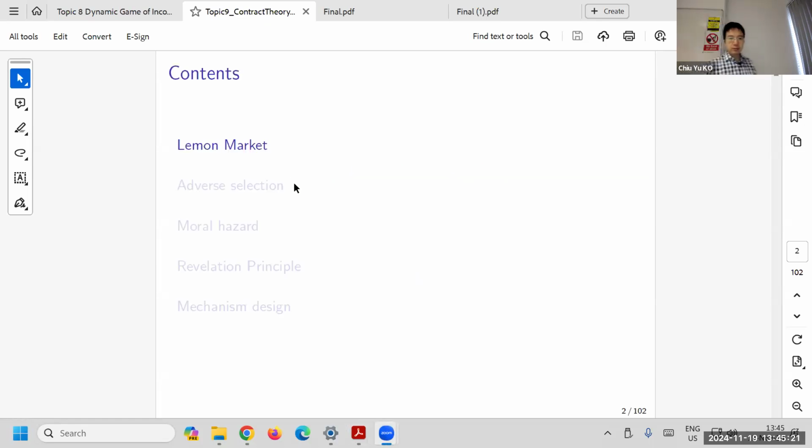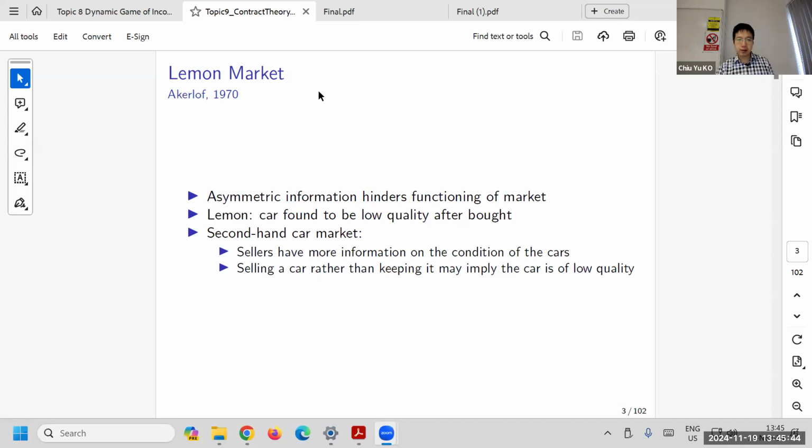Okay, and we'll start with the lemon market, adverse selection, and mechanism design. I think we have 102 pages. Luckily we finished everything, but if not, that should be okay. I think the material here is sufficient for the remaining 4 to 5 hours. Okay, I will be brief. Very brief, here is the lemon market.